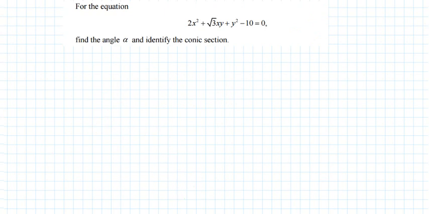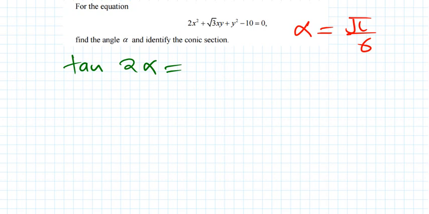So we found our theta, or our alpha, sorry, to be pi over 6. If you've forgotten the formula, it's actually tan 2α is equal to b over a minus c. If you use cosine 2α, you swap: a minus c over b.